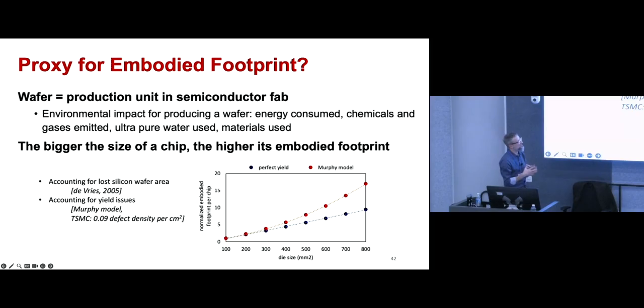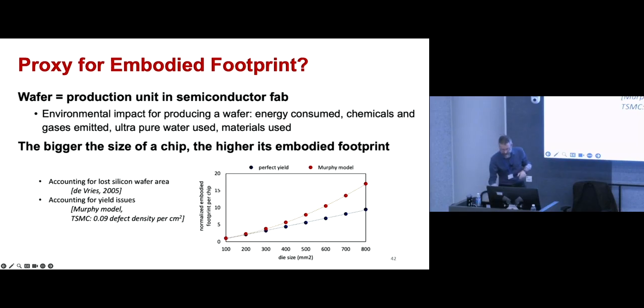Now, the manufacturing process is not perfect. There is something called defect density. TSMC, for their volume production, has reported 0.09 defects per square centimeter. And if we use this as an input to the Murphy model, which people have been proposing and using, then you end up with this red curve showing the normalized embodied footprint as a function of die size. So the bigger the chip, the higher the yield problems that occur.